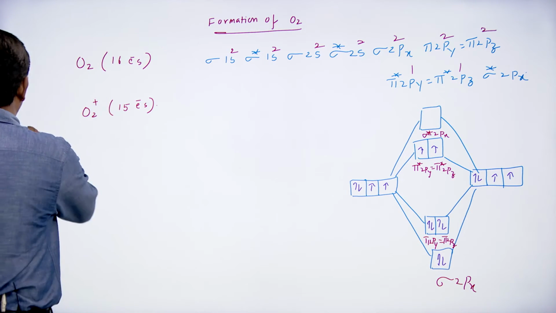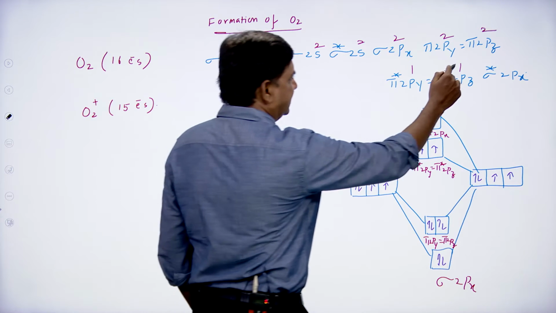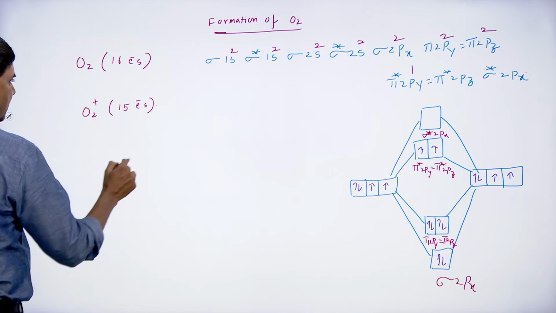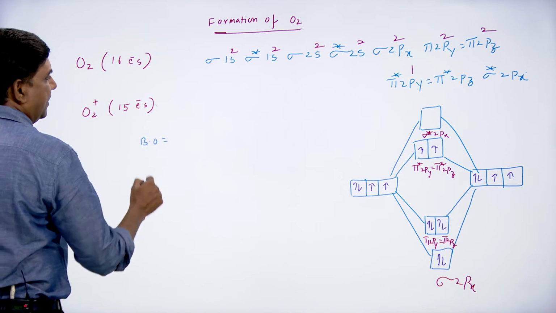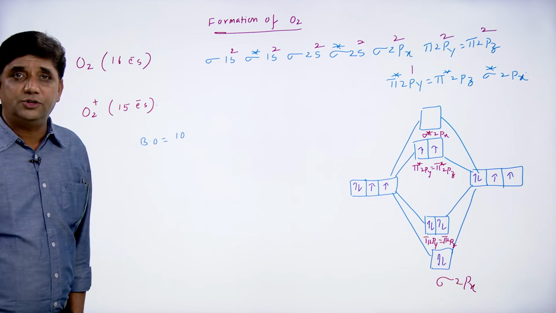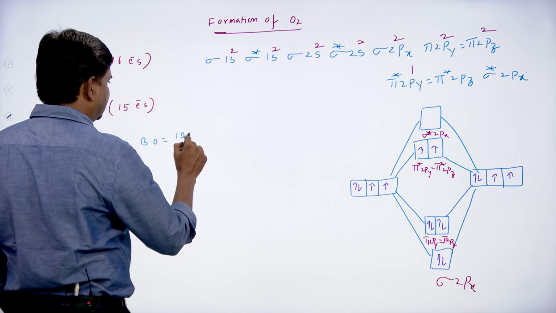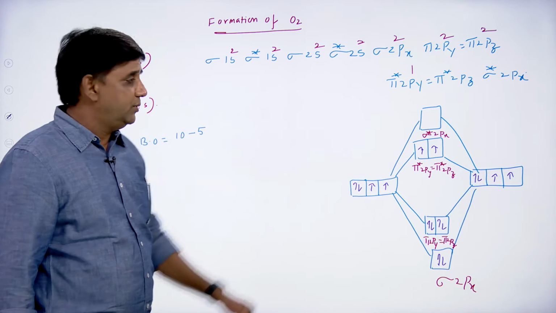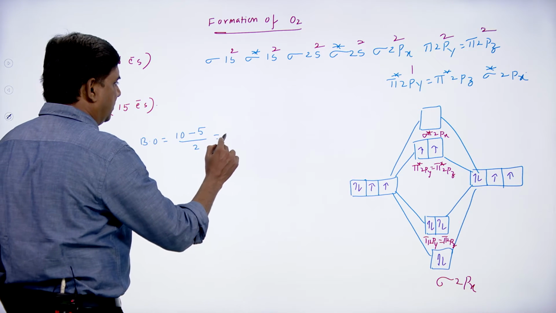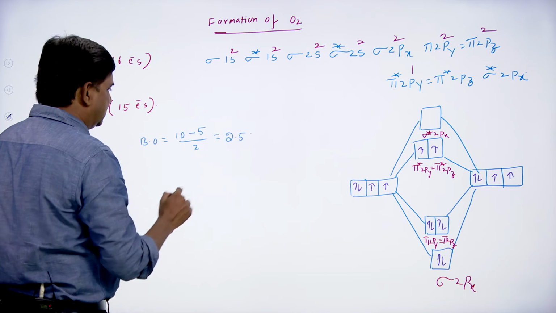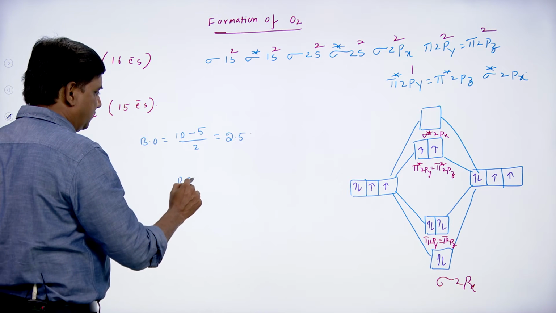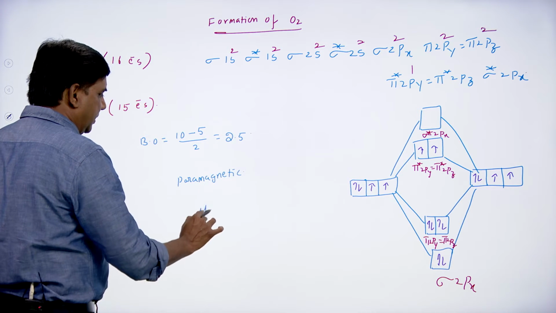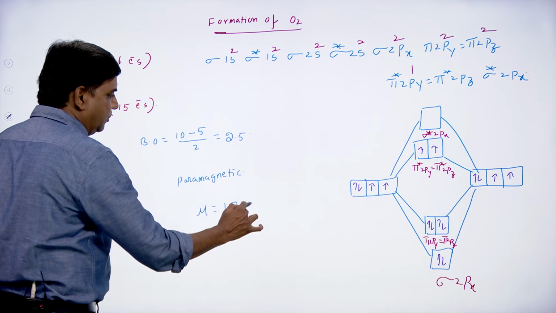If 1 electron is lost from there, like this, if this electron is removed, then for O2 plus the bond order will be, the number of bonding electrons are the same, they are not changed, but the anti-bonding electrons have changed. That becomes 5 instead of 6, because 1 electron is removed. So the bond order is 2.5. Still it is paramagnetic in nature because of the presence of one unpaired electron. Paramagnetic, and the magnetic moment is 1.73 Bohr magnetons.